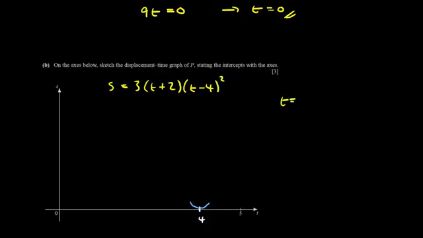So we'll write that here. t is equal to 0. s is going to be equal to 3 bracket 0 plus 2, which is 2, times 0 minus 4, so it's minus 4 all squared. And so that's going to be 4 squared is 16, 16 times by 2 is 32, times by 3 is 96. So we're going to cross the s axis here at 96.